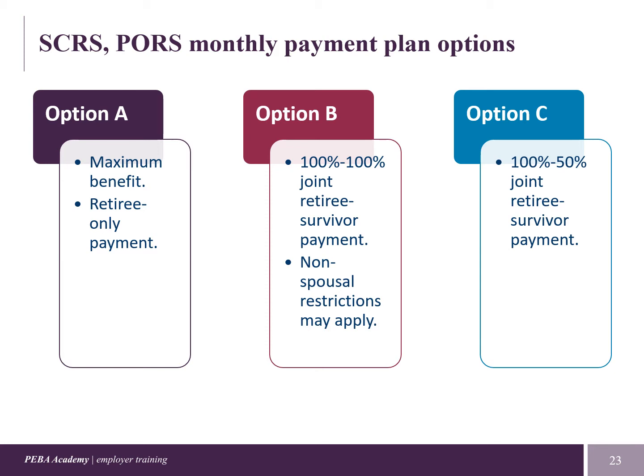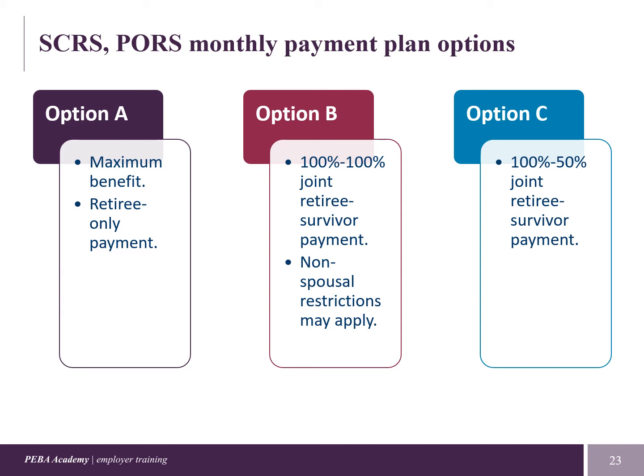Option B is a 100% joint retiree survivor benefit. With this option, the retired member receives a reduced lifetime monthly benefit, which allows for a lifetime monthly benefit for their beneficiary at the same reduced amount should the retiree predecease them. A beneficiary named for this payment option must be a living person. Monthly benefits cannot be paid to an estate or other entity. In the case of multiple beneficiaries, the 100% survivor benefit payment would be divided equally among them.